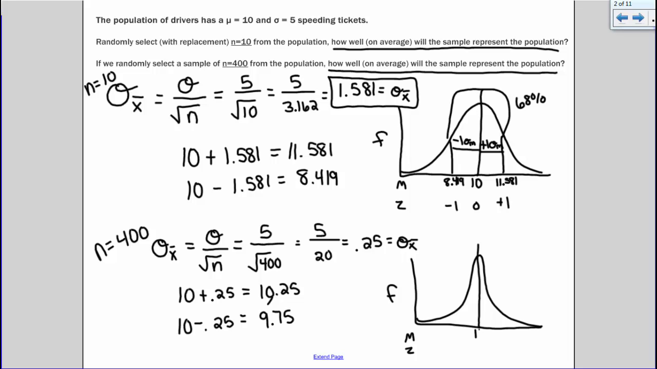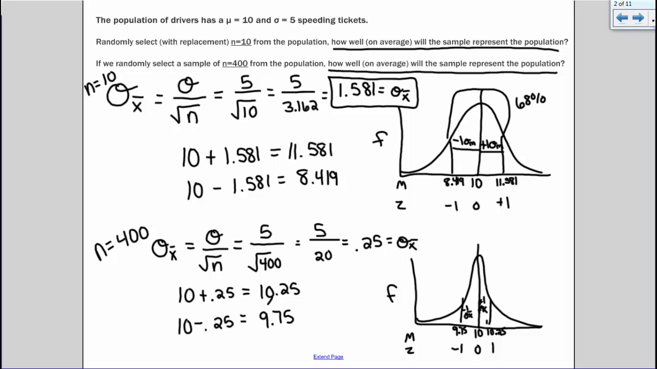Our mean for our population is still in the middle. It still has a z-score of 0. But now we're looking at 10.25 and 9.75 representing the middle 68% of the distribution. That's one standard error above and below the population mean. It's kind of hard to see. Plus and minus 1 standard error.